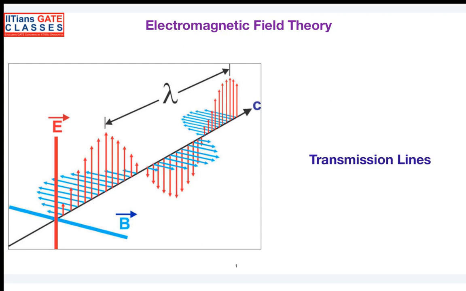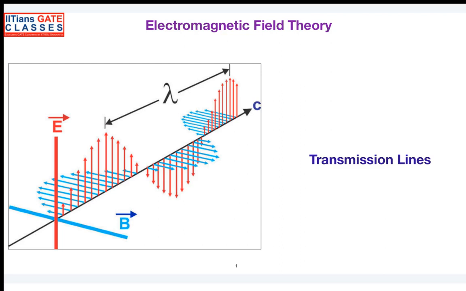Whatever concepts we have studied in wave propagation, once again get repeated here. Something like propagation constant, velocity, impedance, all these things will be repeated. The same concepts we have studied there are going to be applied in transmission lines also. First of all, let us try to understand what transmission lines are actually meant for.